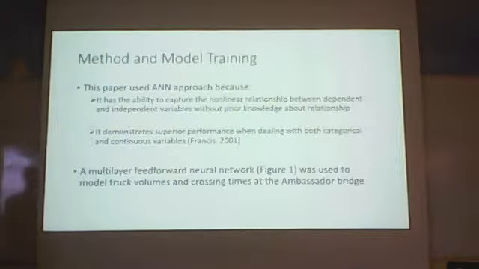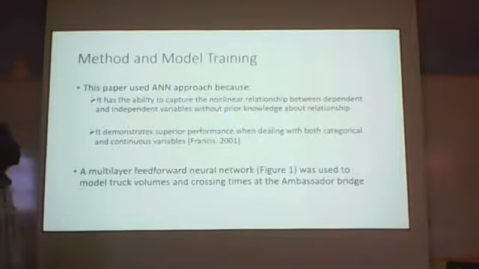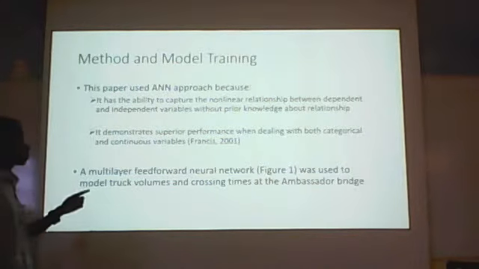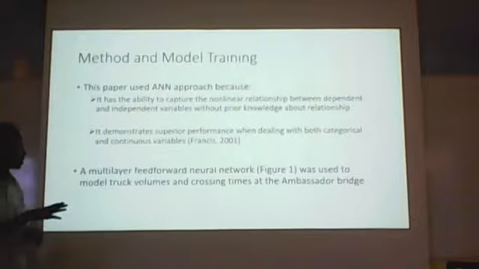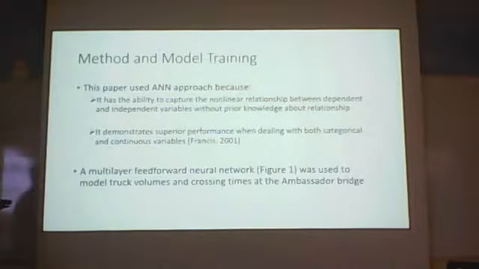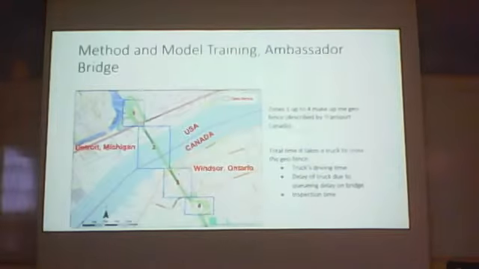And then according to this paper, Francis also says that this ANN technique is so superior that it's able to deal with both categorical and continuous variables. So, from what the author did, he chose a neural network to model the traffic volume on the Ambassador Bridge. I'm going to show it in the next slide, just to give a clear picture.